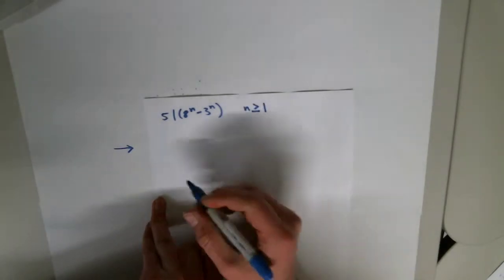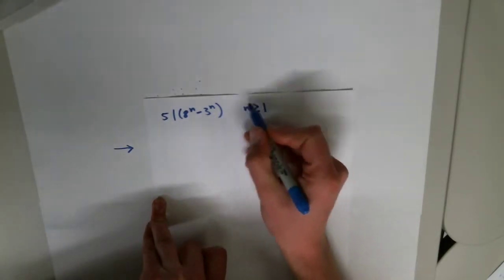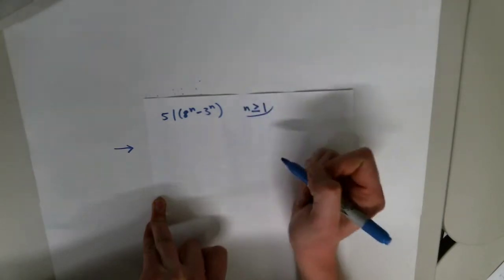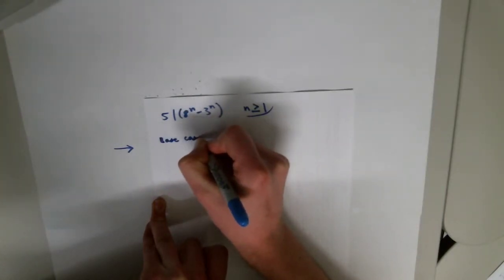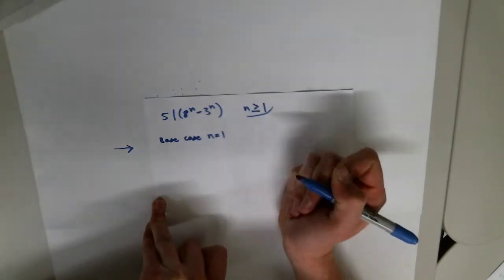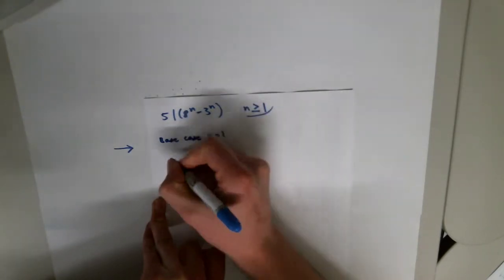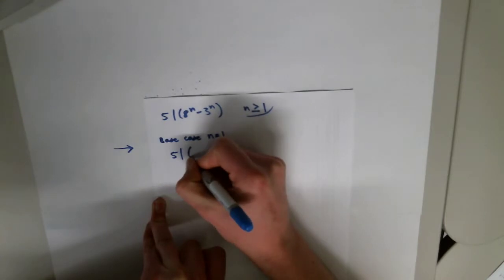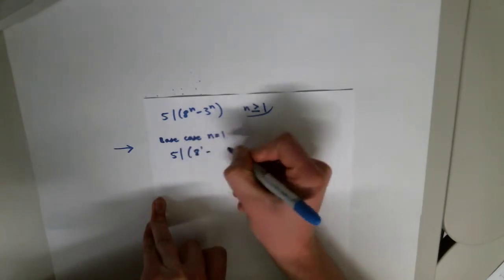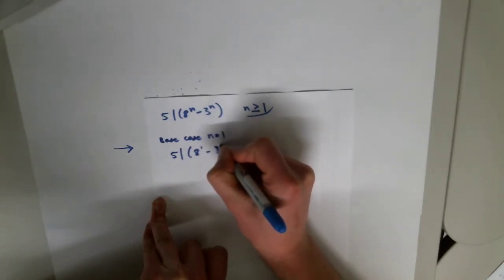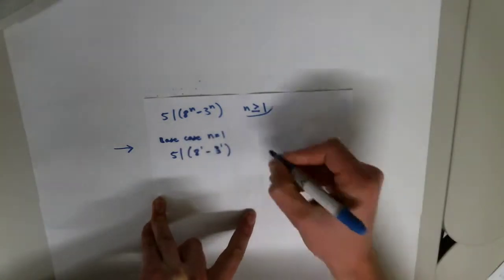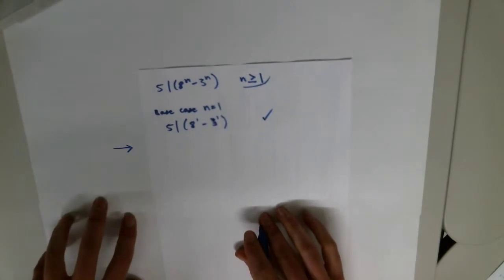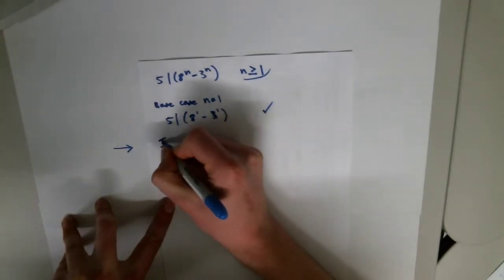But working through this, starting off with our base case, and conveniently because of this, we know exactly what our base case is. So our base case for this particular example is going to be n equal to 1. So just substituting in here, I'm going to show that 5 is evenly divisible into 8 to the power of 1 minus 3 to the power of 1, which is the equivalent of saying, does 5 divide into 5? Yes, it does, so our base case holds.